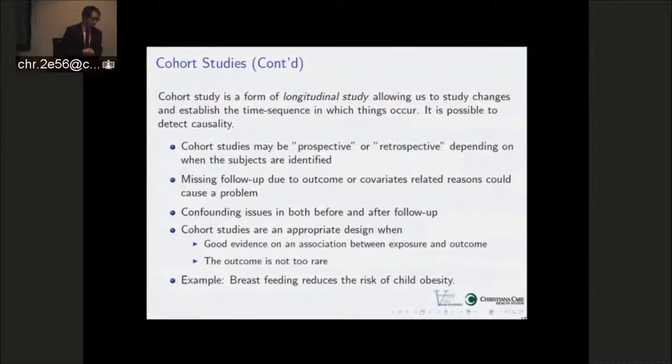For example, this is one of my past studies to detect whether breastfeeding reduces the risk of child obesity. We followed up babies taking breastfeeding or non-breastfeeding, and after 4 years we compared the child obesity level between these two groups.